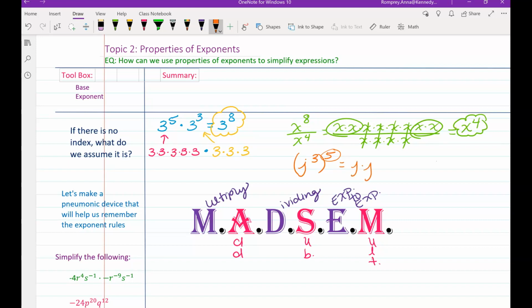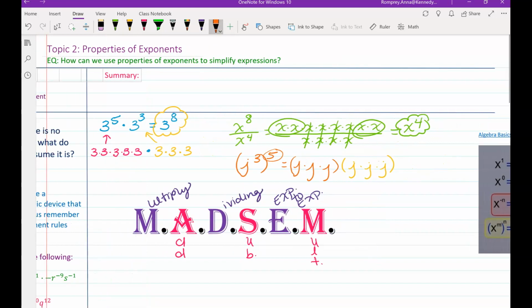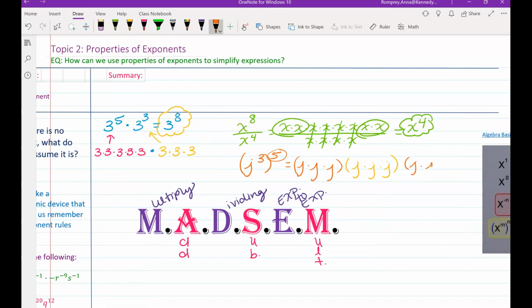J times J times J. There's one group. J times J times J. There's another group. You see how this can get a little tedious if you don't remember your rules. What's that, 4? All right, one more. So how many J's did we end up with? 3, 6, 9, 12, 15. So it equals J to the 15th.